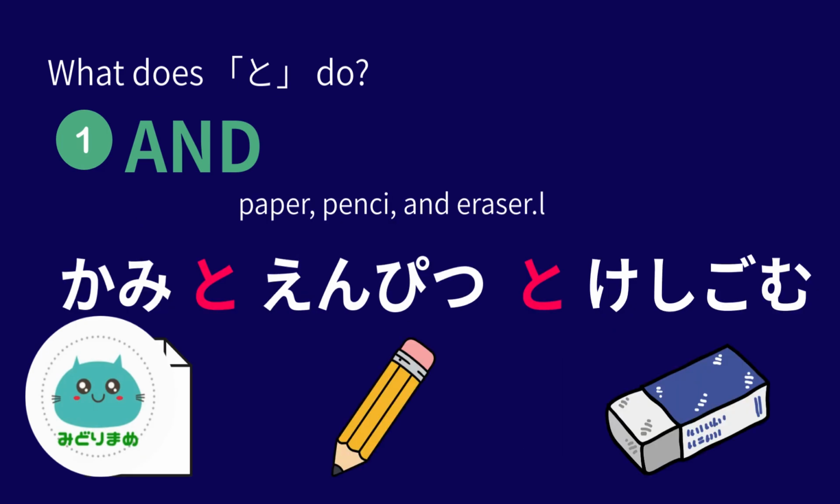Here's another example about and. In English, we use comma to connect multiple items. For example, paper, comma, pencil, and eraser. However, in Japanese, we are going to use と for each items. So if it's paper, pencil, and eraser, in Japanese, 紙と鉛筆と消しゴム.